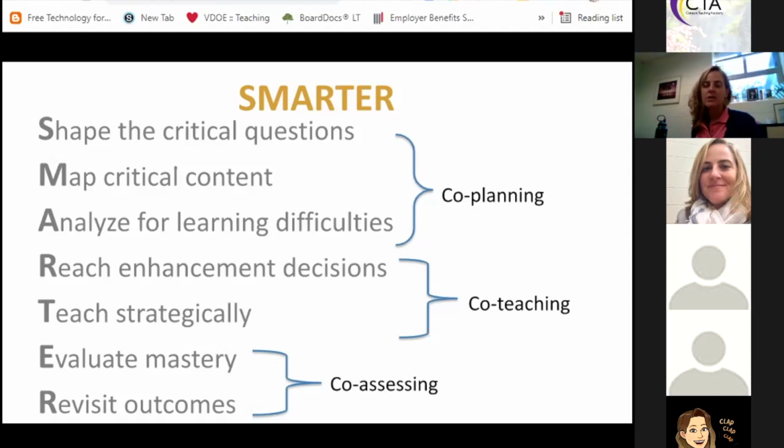So we've decided what the question is. What is the skill we want students to do? We're going to map out what content is critical for students to understand, to walk away and be able to answer that question. Then we're going to analyze for learning difficulties.